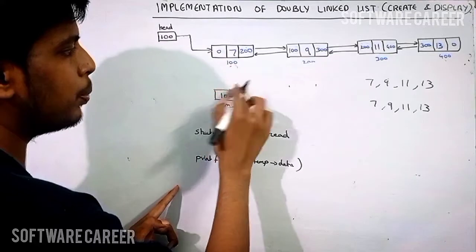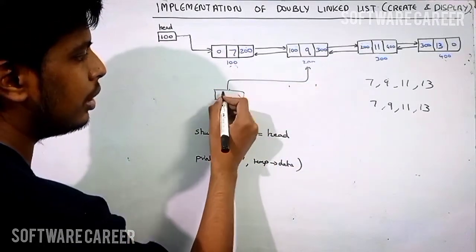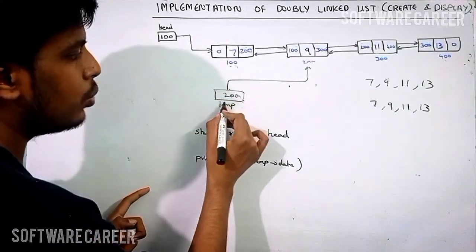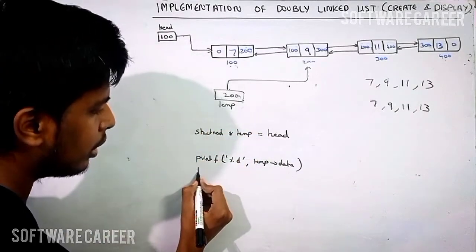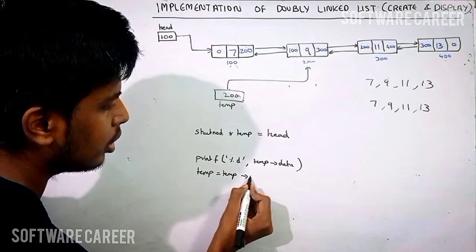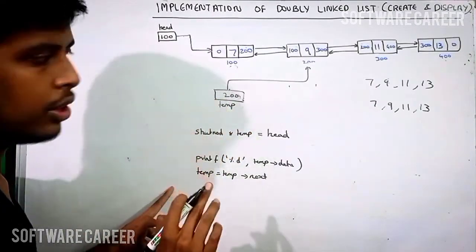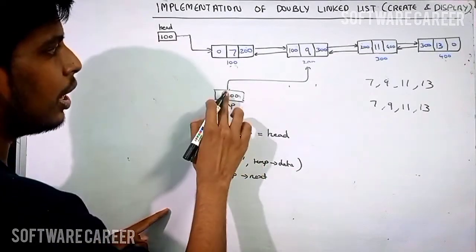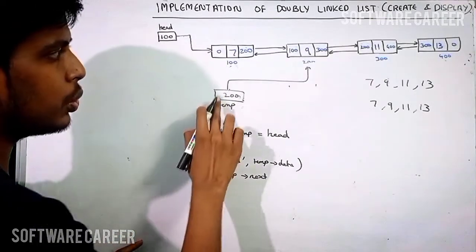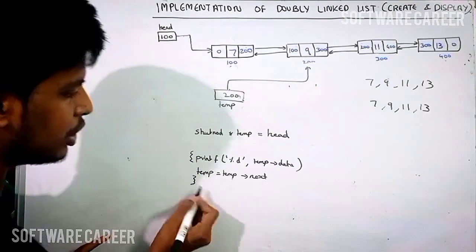Then I moved this temp pointer towards the next node. How have I moved? Instead of 100, I have updated it to 200. How did I get 200? I have written temp equals temp next. By this formula I have updated. Temp was 100 before. I have changed it to temp next. 100's next is 200. So I have updated it to 200, then it pointed here. So this is the step which you should do.